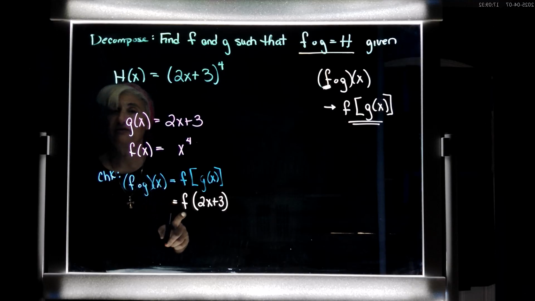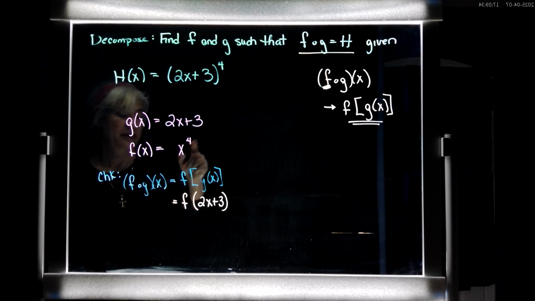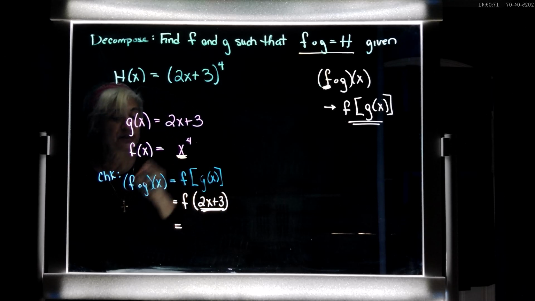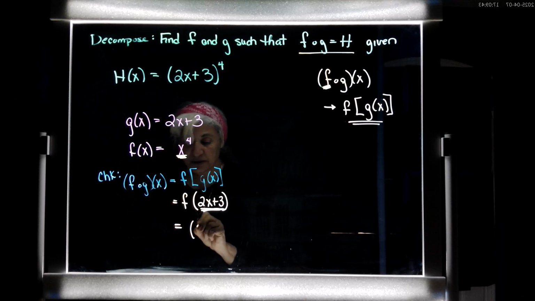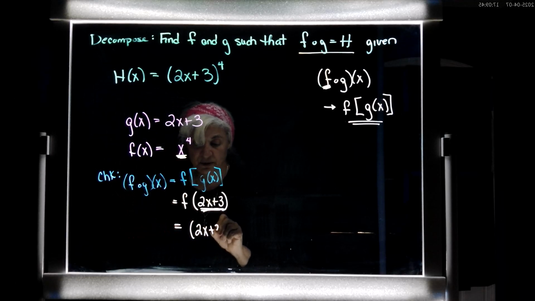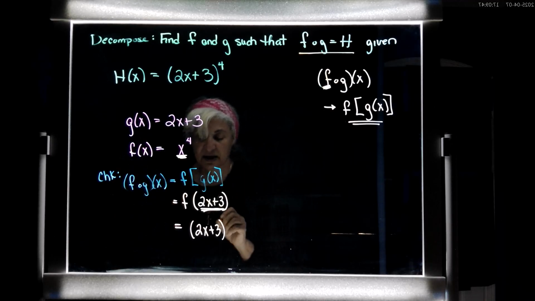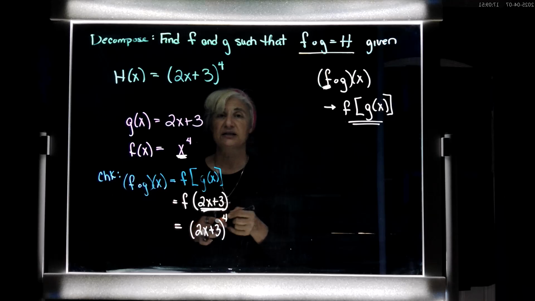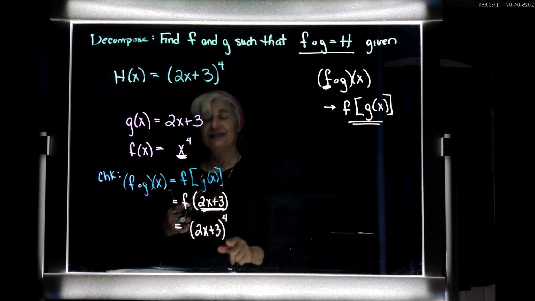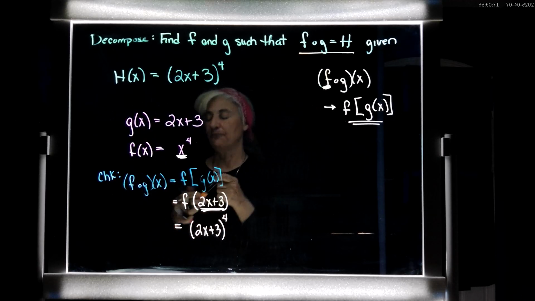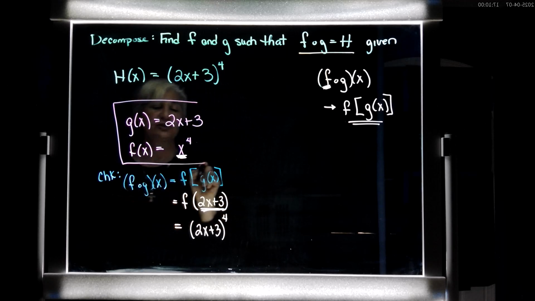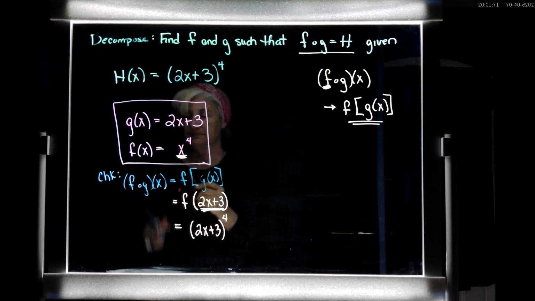Now, what was the function f? X to the power of 4, which means I'm going to take this 2x plus 3 and substitute it into this x, which means the 2x plus 3 becomes the generic x, and I'm going to raise it to the power of 4 according to what the f function says. Aha! I got the same thing back again. Woohoo! Which means this is my f function, this is my g function.